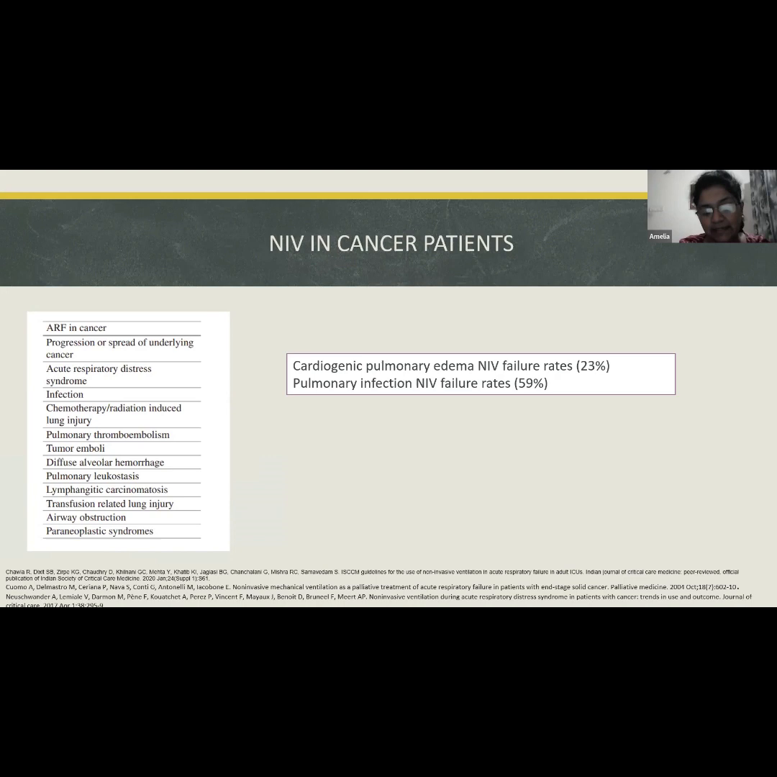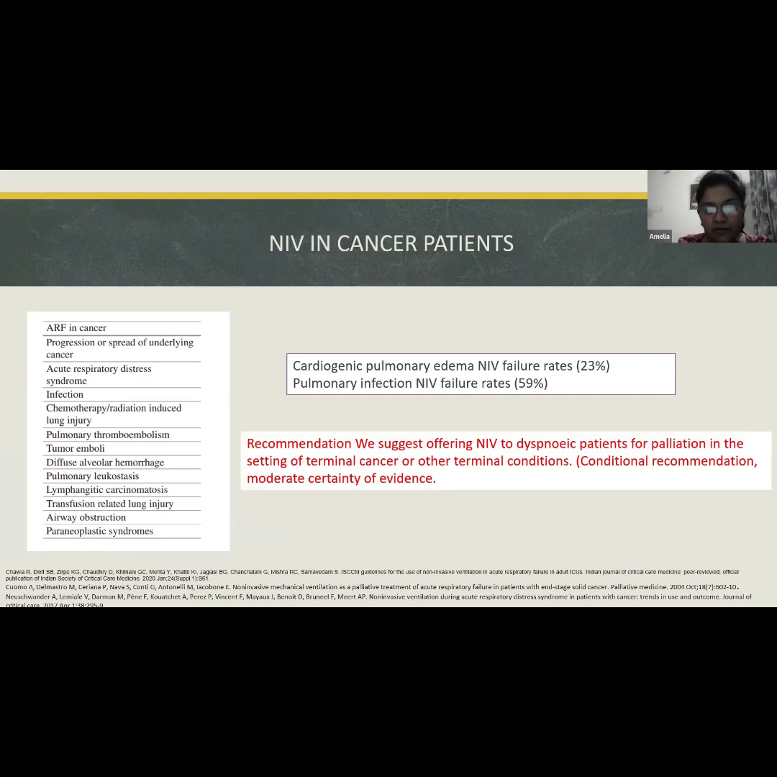So at what stage of cancer are they? As I've mentioned before, what are the goals of care? What do I need to do? How bad is the ABG? How bad is the person's situation? All of that goes into the final decision on carrying out non-invasive ventilation.